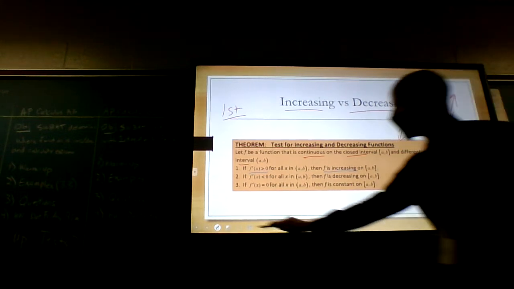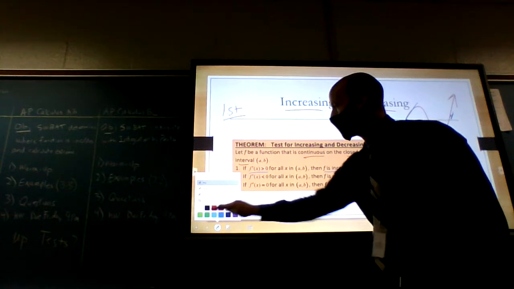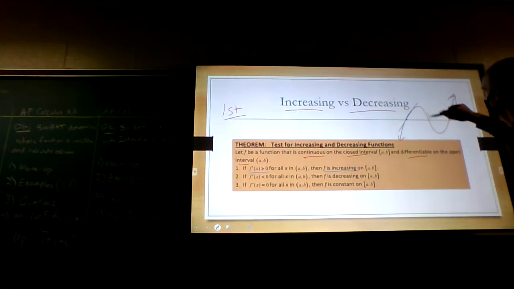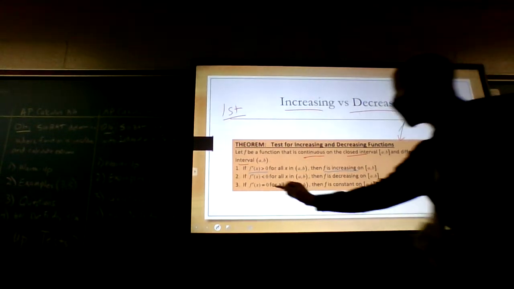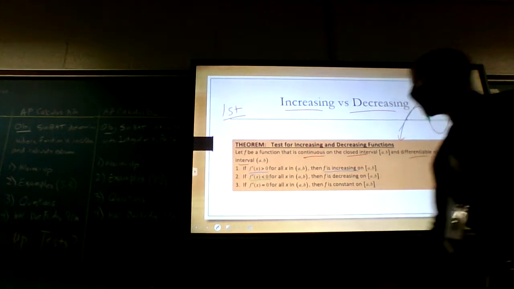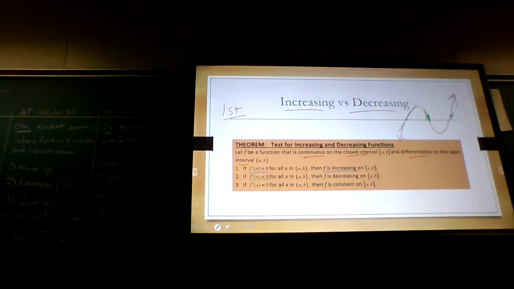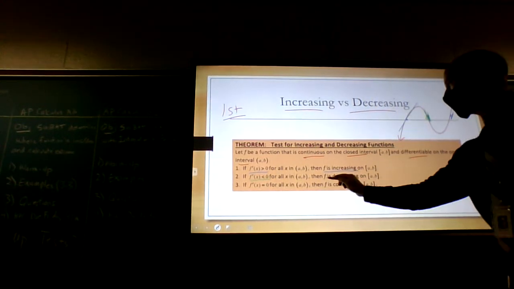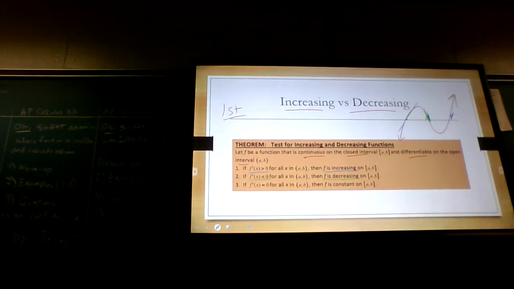Similarly, what if I drew a tangent line somewhere, let's say here? Let's see, right there. That's a horrible tangent line. There's your tangent line. What's the slope of that tangent line going to be? It's going to be negative. That's a negative slope, isn't it? And if f prime, the slope of the tangent line, is negative in the open interval for all the x's, then we're going to say that f is decreasing on the closed interval.